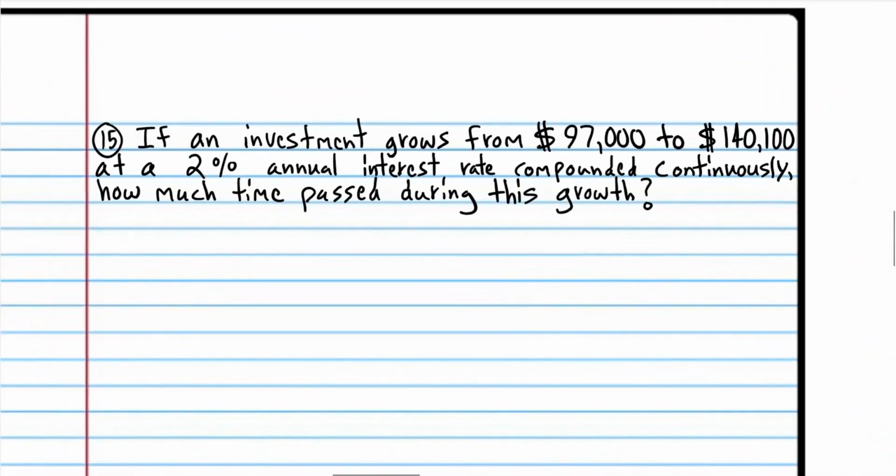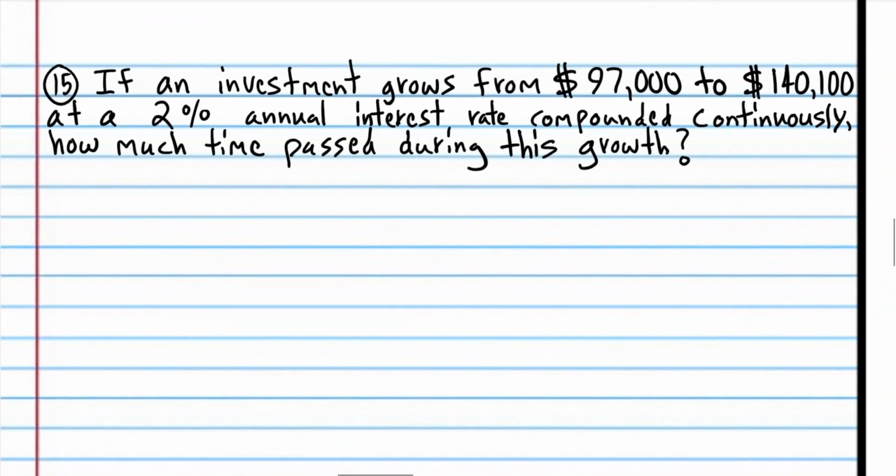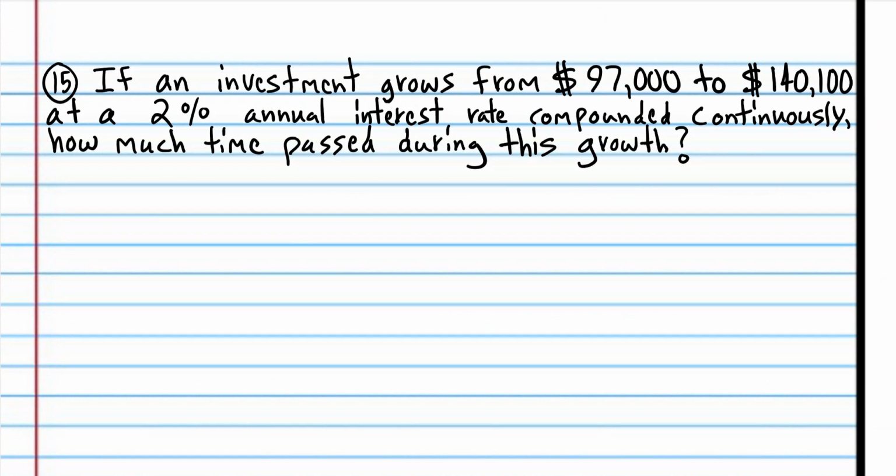Okay, go ahead and try number 15, and when you come back, we'll do it together. All right, we're back. So the amount of money in a bank account is equal to the amount that you put in times e to the RT power, where R is the interest rate, annual interest rate, written as a decimal, and T is the number of years.